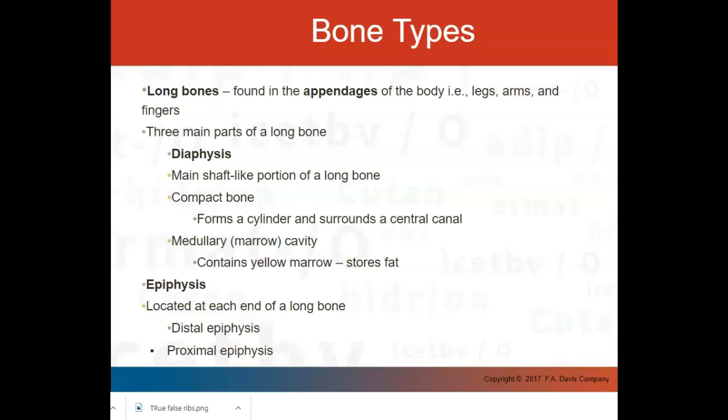The epiphysis is located in each end of the long bone: the distal epiphysis and the proximal epiphysis. When you think of distal and proximal, it's referring to the point of attachment. So if your arm attaches at the shoulder, the furthest distance from the point of attachment, the shoulder, would be the distal epiphysis, and the one in closest proximity to the shoulder would be the proximal epiphysis.